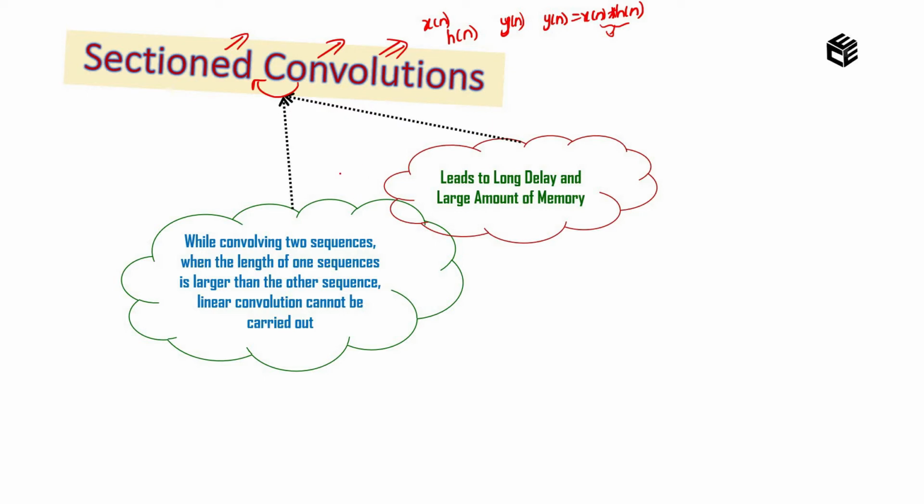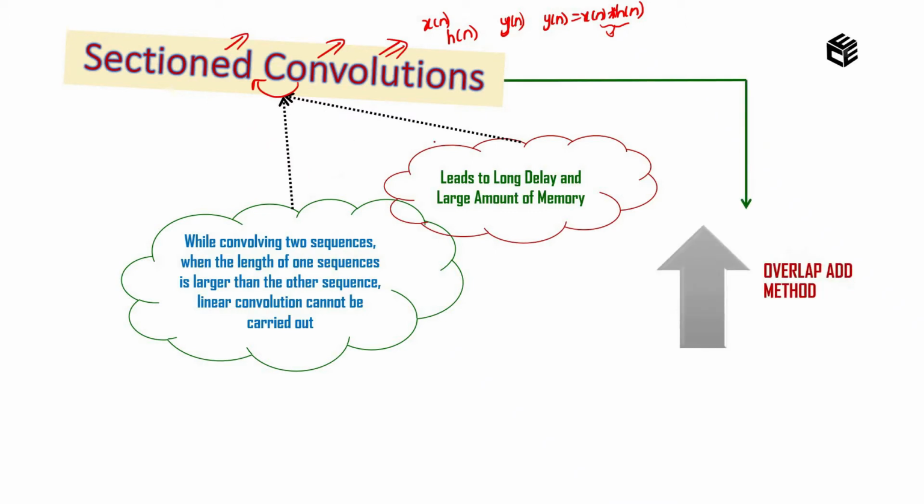The section convolutions can be broadly classified into two categories. One is the overlap add method and the other one is the overlap save method. I will explain in detail about the overlap add method and overlap save method with the help of a problem.